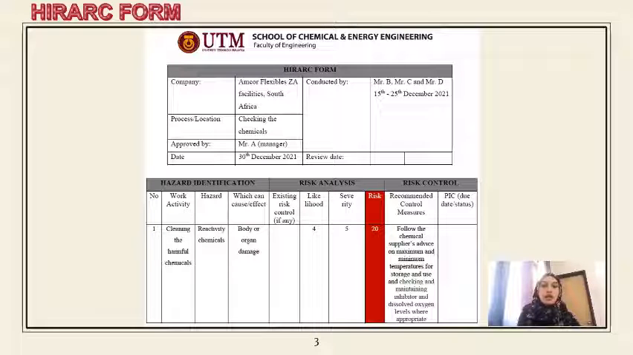Example of the UTM HIRARC form. First, School of Chemical Engineering, UTM. The introduction of the HIRARC form must include the name of the company, the process or location, approved by whom, the date it is conducted, and by whom it is conducted.